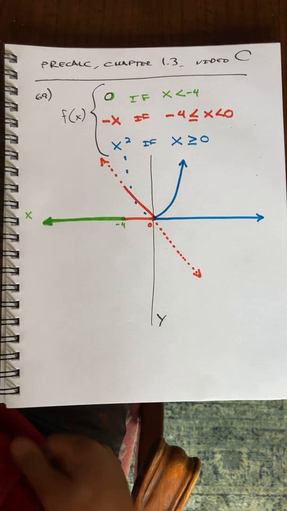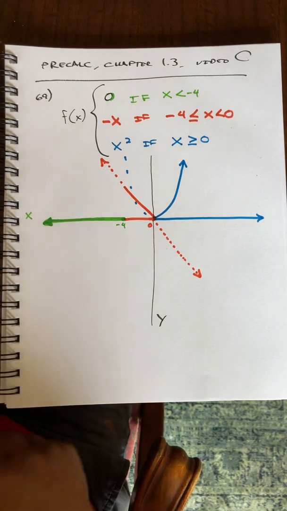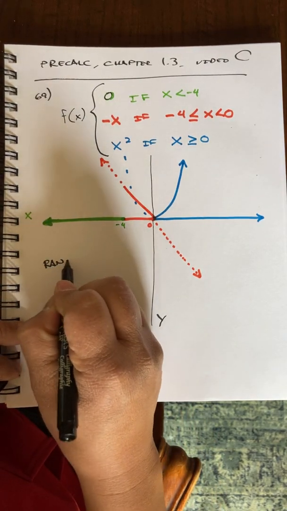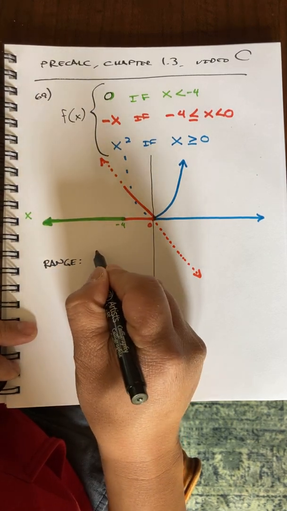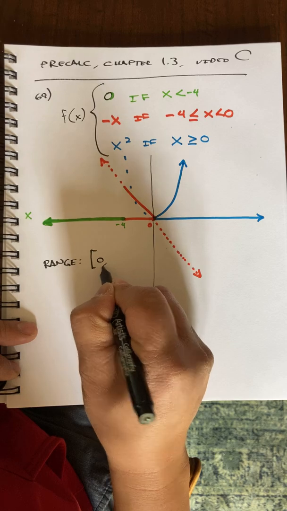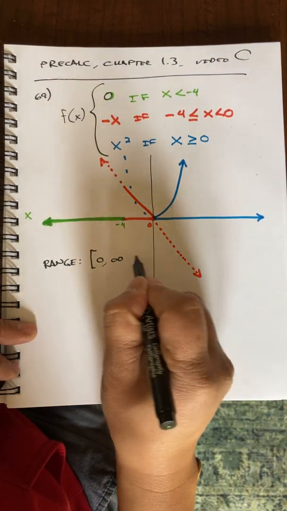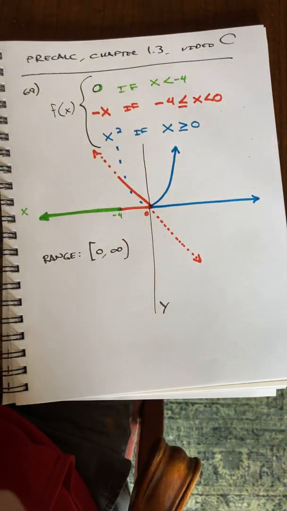And, oh, it wants the range. The range of the function is the lowest point is at 0. And it includes the number 0, okay? And then this part goes all the way up to infinity. So that is my range. Graph and range. That's all they're asking for.